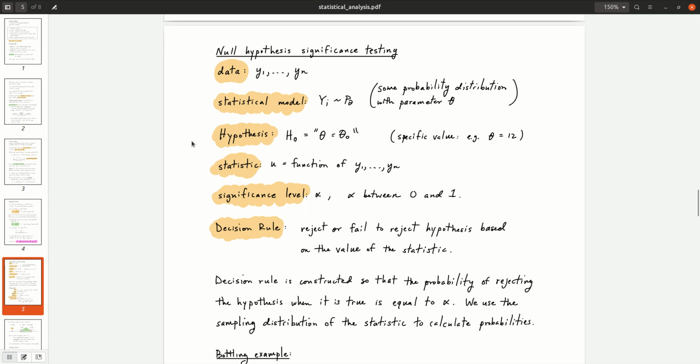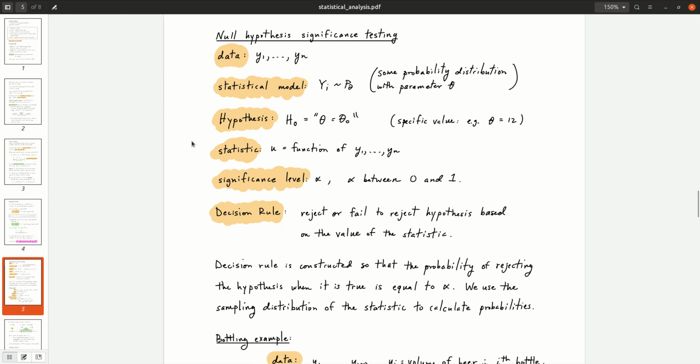The next step is to specify a statistic. I'm going to use the lowercase u for the statistic. This is just a function of the data, for example, the sample average. And the next two things are the significance level alpha, which is going to be a probability between 0 and 1. We'll say what we mean after we say what the decision rule is. And the decision rule is we reject or fail to reject the hypothesis based on the value of the statistic.